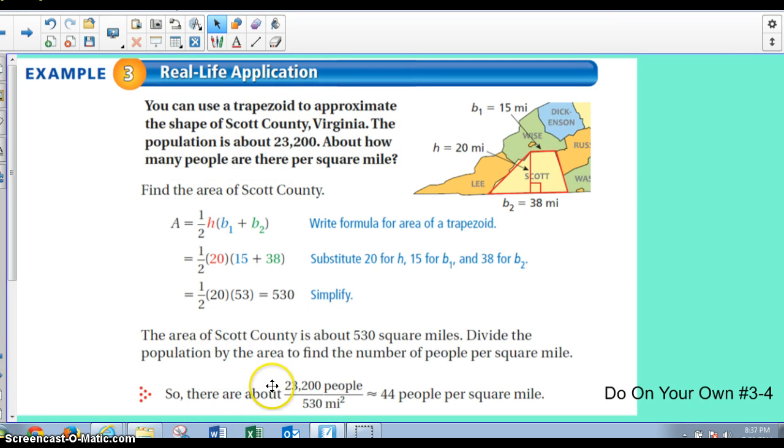So what they did was take 23,200 people, divide it by 530 miles squared, and come up with an answer. And if you do it on your calculator, you'll come close enough where we'd say approximately 44 people per square mile. So you have to think about how many different steps you need to take to answer the real question. Do numbers 3 and 4 in the on your own and come back when you are done.